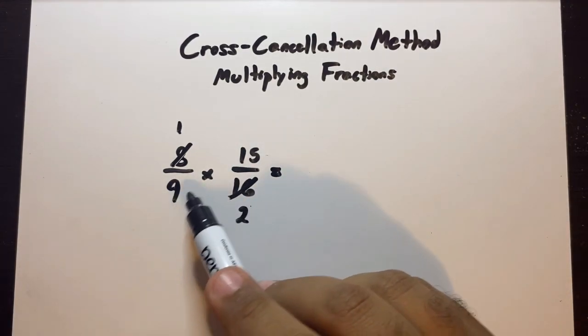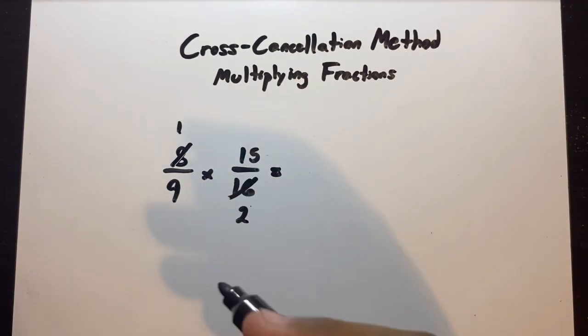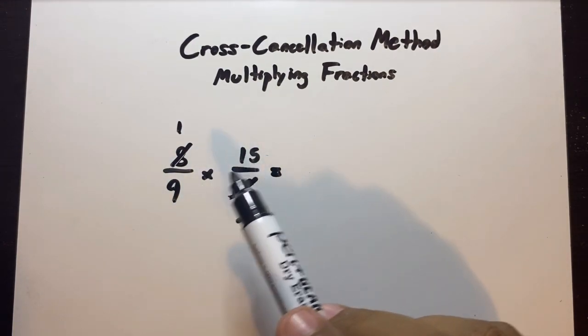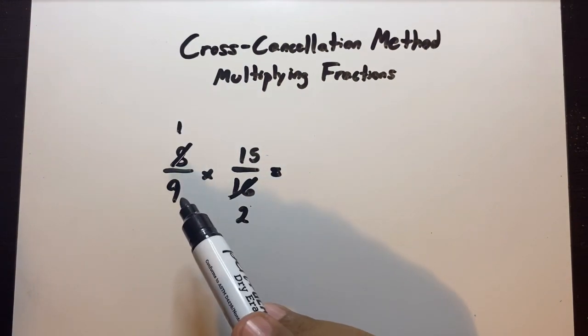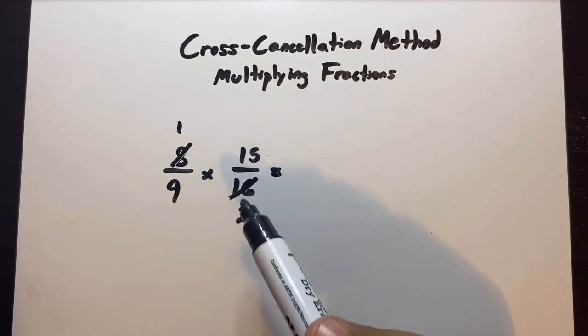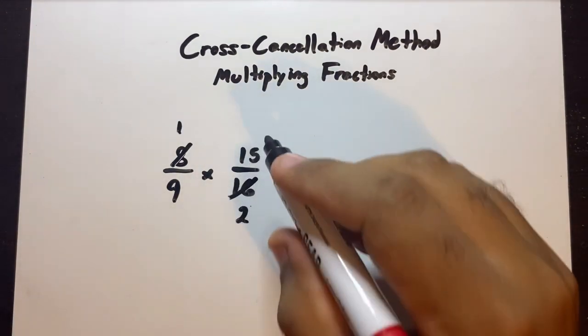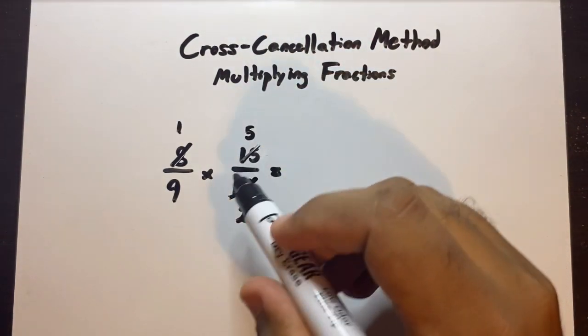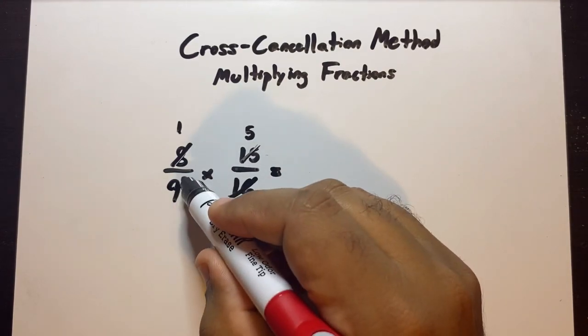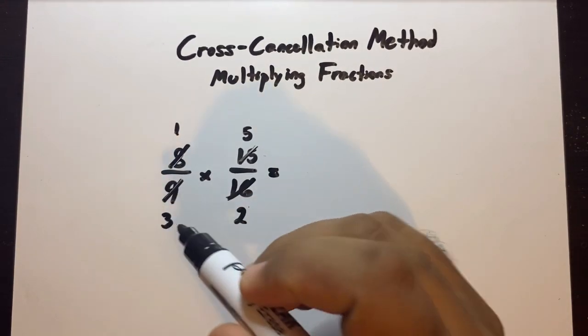Now I'm going to move on to the 9 and 15. Some of you may get confused. Well, there's no number between 9 and 15 that can fit. Actually, yes. If you count by 3s, 3s can go inside 9 and 15. So I'm going to divide 15 by 3, and that's going to give me 5. And then I'm going to divide 9 by 3, and that's going to give me 3.